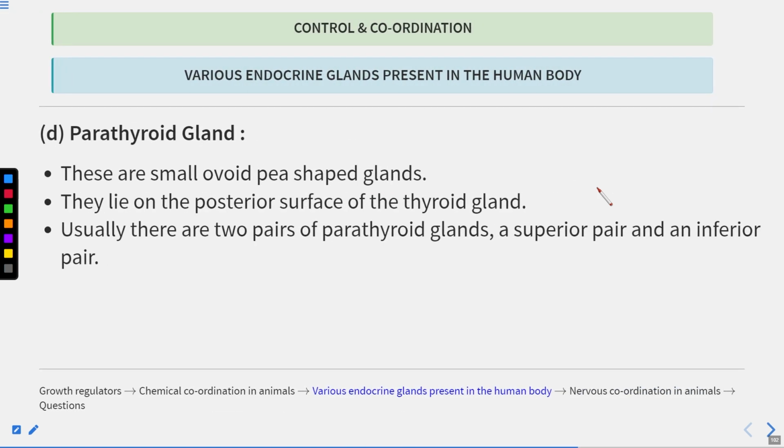Clear? Now let's talk about the parathyroid gland. Its location I've also shown you in that image. These are small ovoid, pea-shaped glands and they lie on the posterior surface of the thyroid gland. Usually there are two pairs of parathyroid glands, a superior pair and an inferior pair.